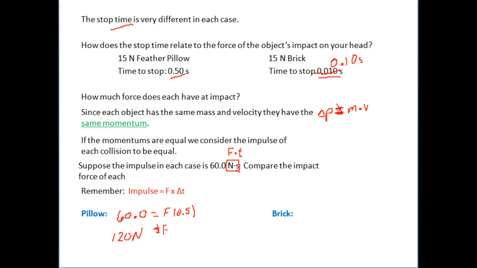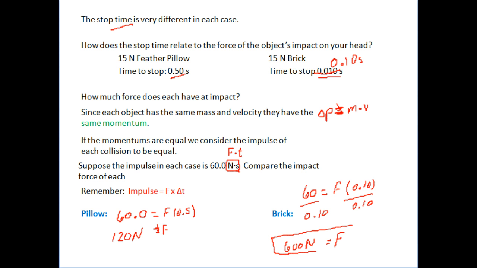For the brick, it's 60 equals, and the force we don't know, but the time is 1/10 of a second. Divide both sides by the 1/10. And you find that you have 600 newtons.